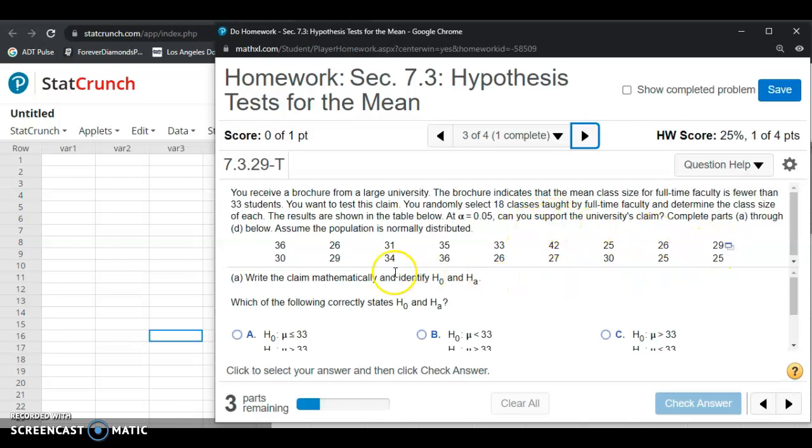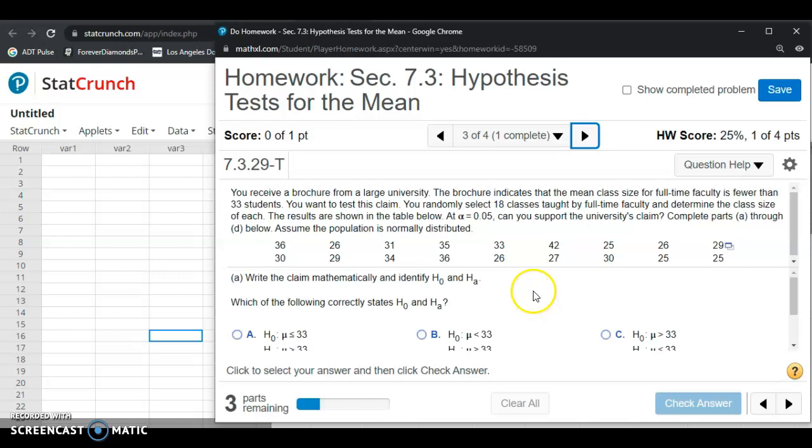Again, this is that data, the size of each of those classes. The results are shown in this table below. So at a significance level of 0.05, can you support the university's claim that the mean class size for full-time faculty is fewer than 33 students? We're going to complete parts A through D. First, we're going to write the claim mathematically and identify the null hypothesis and the alternative hypothesis.